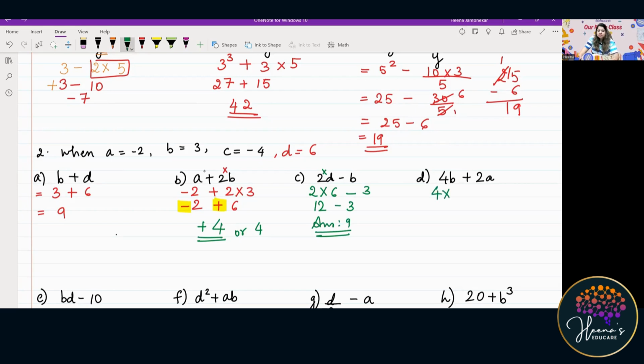4 into B. What's the value for B? 3 plus 2 into A. What's the value for A? Minus 2. Now look at this. You have term 1, you have term 2, right? I will first get the multiplication in place. So 4 3s are 12. I'll keep the plus sign as it is. Now 2 into minus 2. What do you get 2 into minus 2, if you remember?